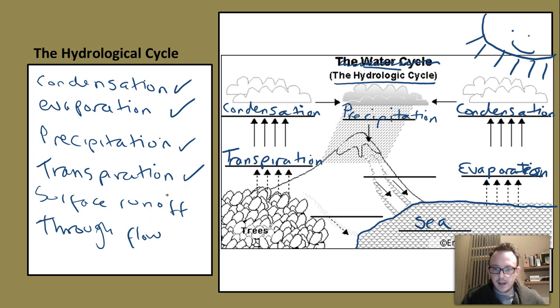So surface runoff is anything where the water flows over the land. So that could be a river.